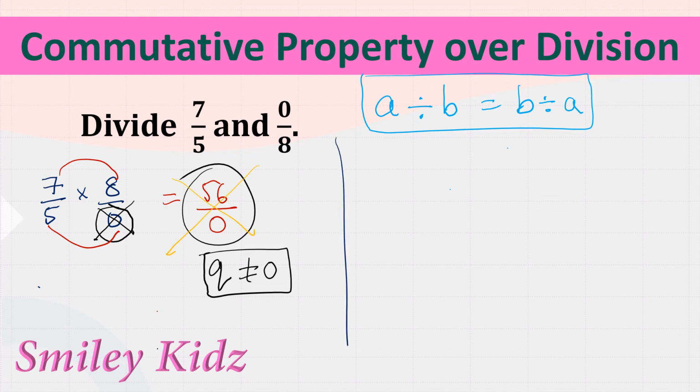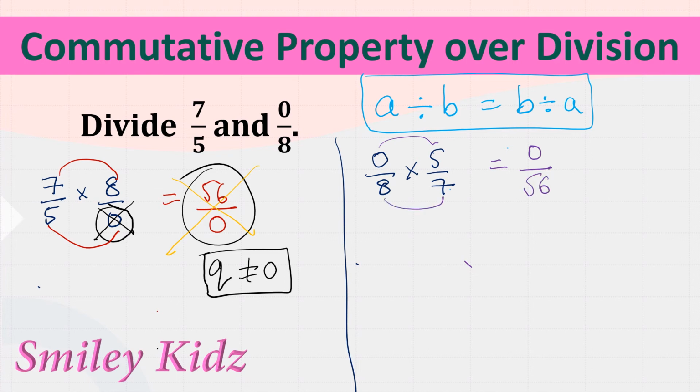What about b divided by a? That is 0 by 8 multiplied by 5 by 7. Will we get the same answer? 0 into 5 is 0, by 8 into 7 is 56.